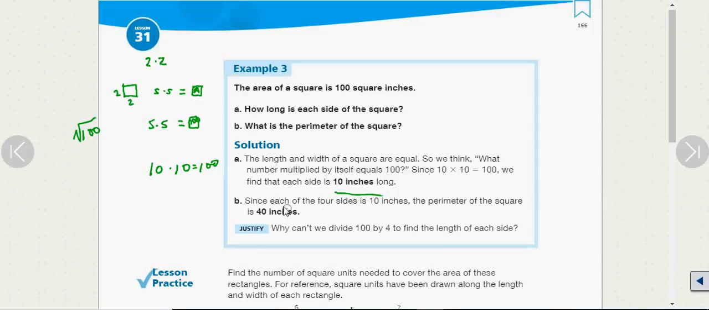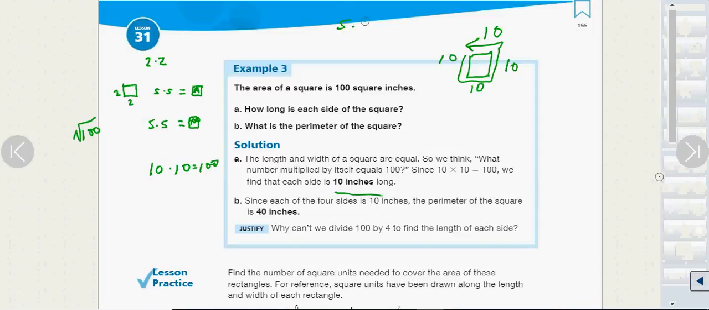Perimeter then, if it's 10 on one side, we can apply that now to perimeter, which means distance around. 10 plus 10 plus 10 plus 10, or side times 4 to find the perimeter of a square.